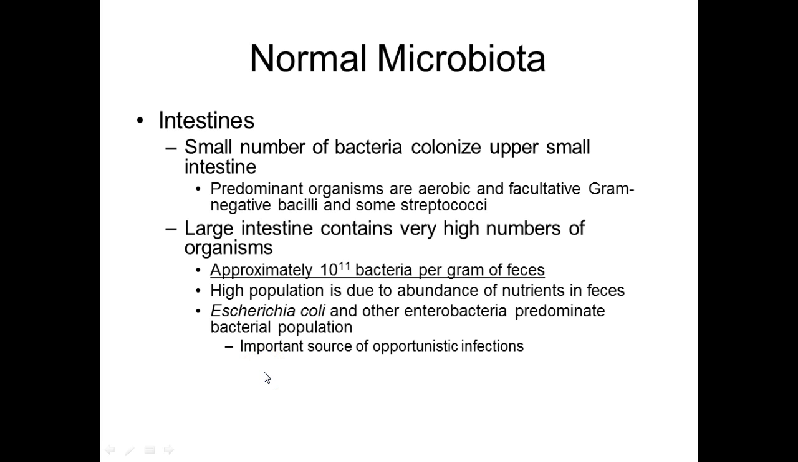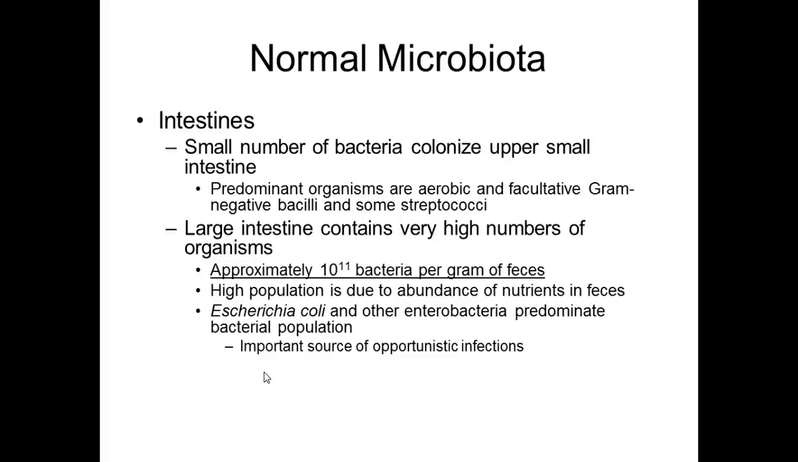The other place where we have a large number of normal bacteria normally present is your large intestines. Very small numbers actually inhabit your small intestines. The ones that do are aerobic to facultative gram-negative bacilli and some streptococci. The largest number is estimated at about 10 billion per gram of feces, because that's something we can measure that comes out of your digestive tract, right?